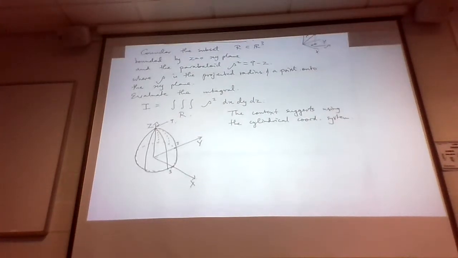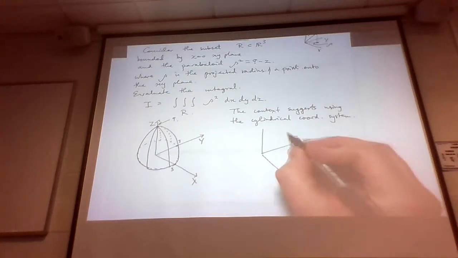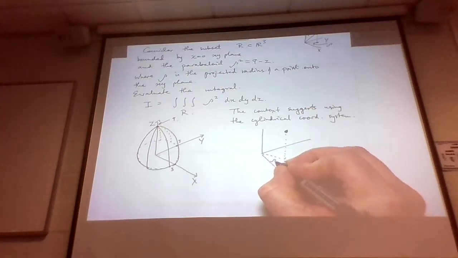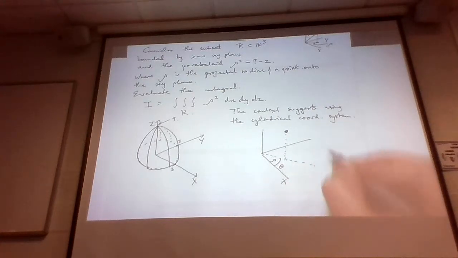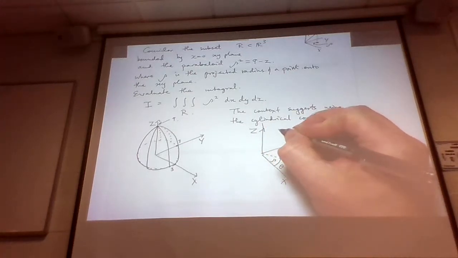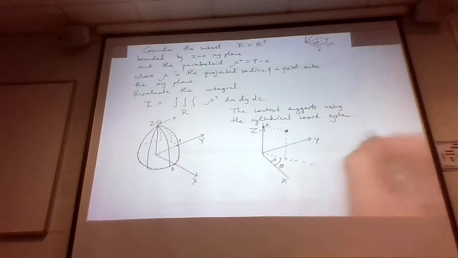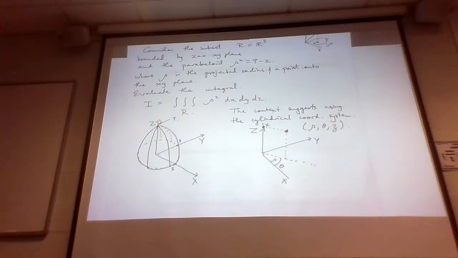So the cylindrical coordinate system measures the location of a point by quoting its projected radius, rho, this distance, the angle that projected radius makes with the positive x-axis, and the z, the normal Cartesian z height of the point. So the cylindrical coordinate system is this triple rho theta z.